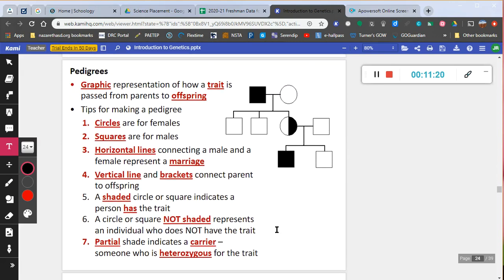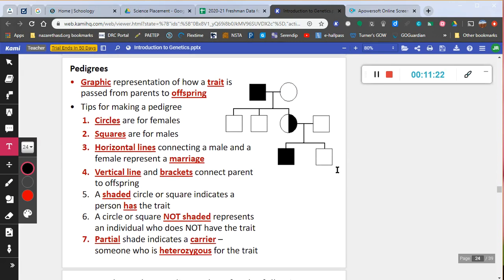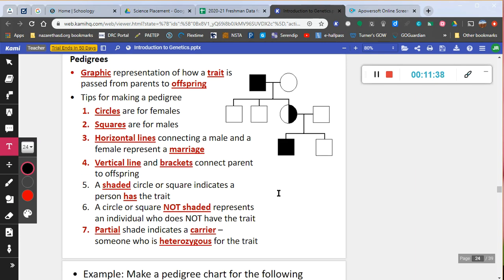And then the last thing I just want to show you guys, there are these things called pedigrees. Pedigrees are like a family flow chart to show you how a trait is passed down in multiple generations. You may or may not have worked with these last year in science class.